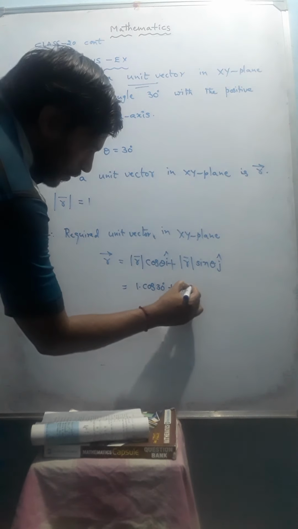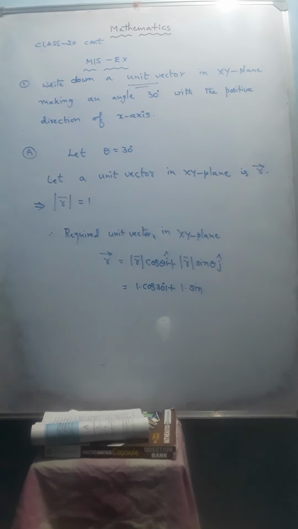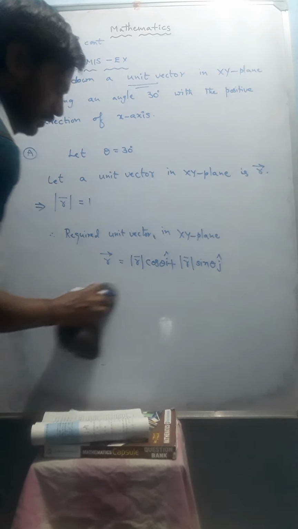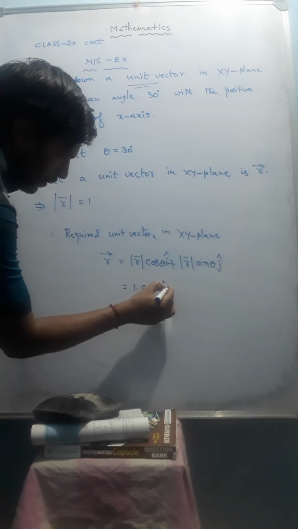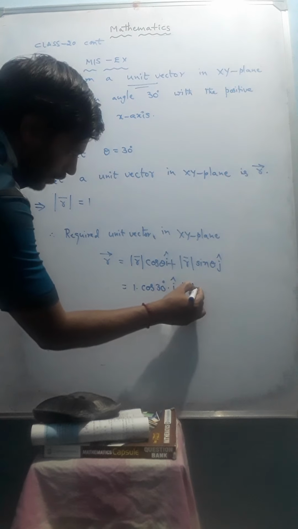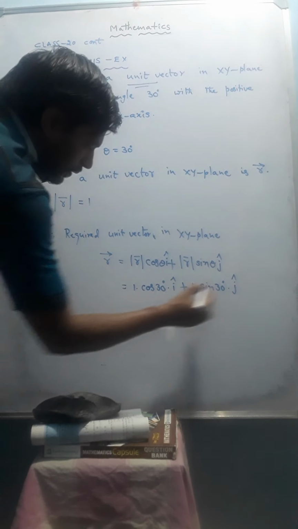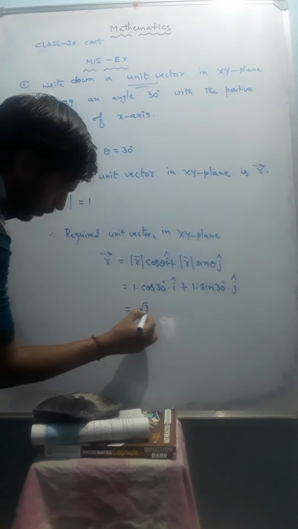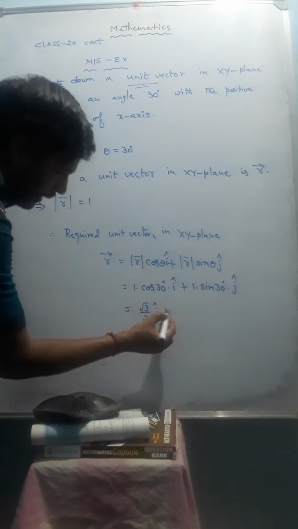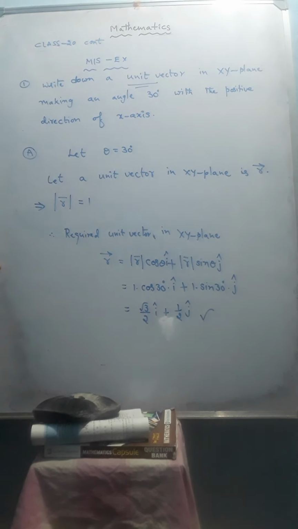So here, that is equal to 1 into cos 30 degrees into i cap plus 1 into sine 30 degrees into j cap, that is equal to cos 30 degrees value is root 3 by 2 into i cap plus sine 30 degrees is equal to 1 by 2 into j cap. This is the answer. Okay, write down.